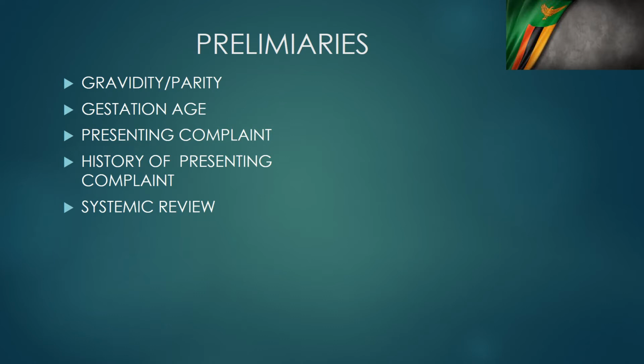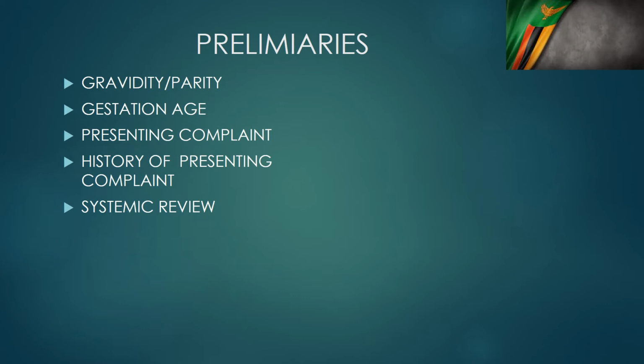So all these possibilities, you ask for them in the history of presenting complaint to try and decipher what is the cause of this bleeding. Even the drug history is a part. Maybe somebody is on an anticoagulant, they are on warfarin, they are on aspirin, that's why they are bleeding. They are on heparin, that's why they are bleeding. So all that is related to the kind of drug history that you are going to ask.